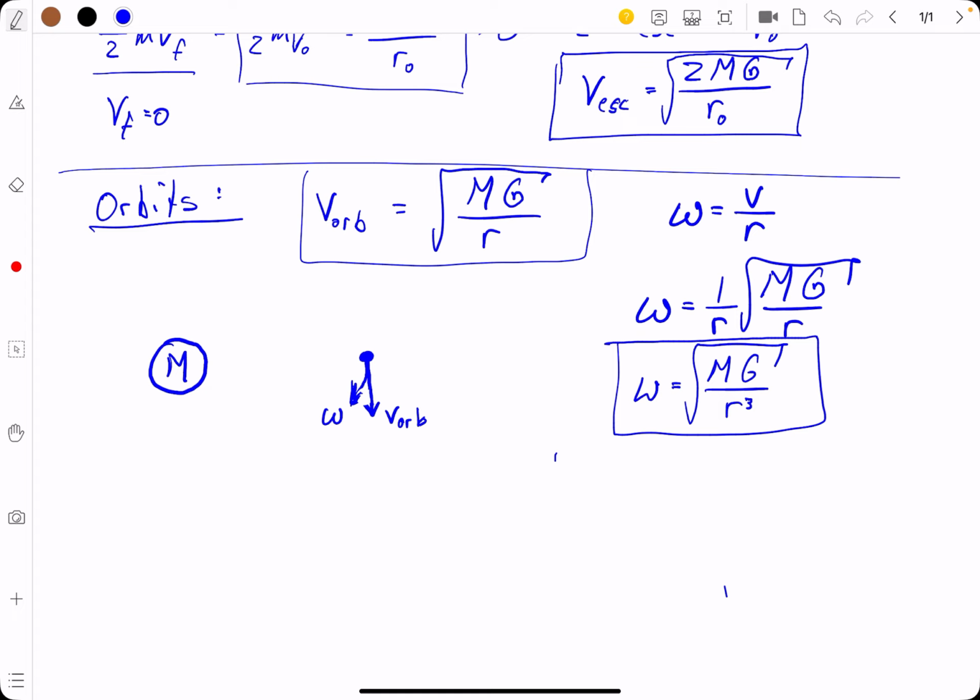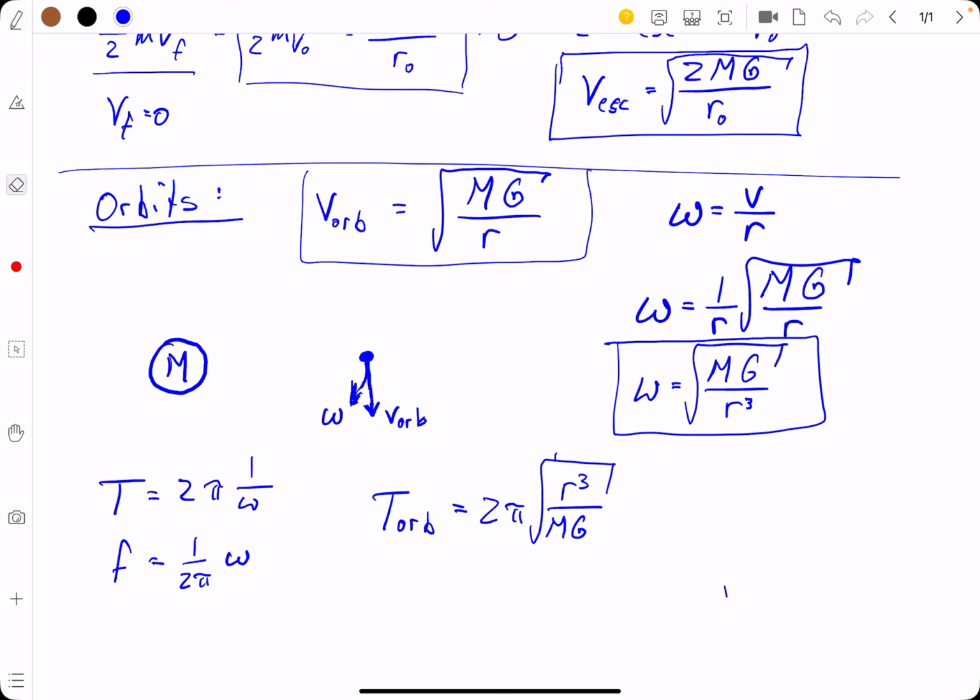And of course, we don't want to forget that our T is equal to 2 pi times 1 over omega. Our frequency is equal to 1 over 2 pi omega. And that would mean our period for the orbit is 2 pi times r cubed over mg square root. Of course, the frequency is 1 over that. So we have 1 over 2 pi mg over r cubed, square root.